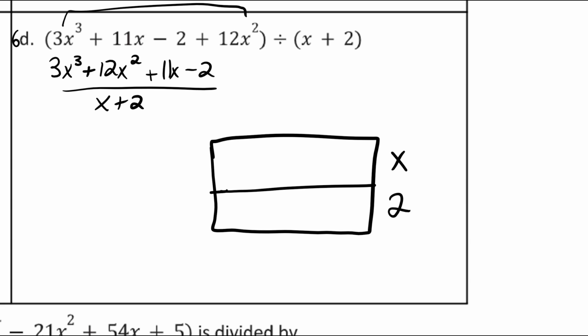To figure out how many vertical pieces to draw, I could subtract the degree of my numerator and the degree of my denominator. So the highest power of x I see in the numerator is 3, and the highest power of x I see in the denominator is 1. So if I subtract those, I get 2. That's how many vertical pieces I want to draw in there. And that will ensure that you have enough room along your diagonals to fill in every term of your numerator.